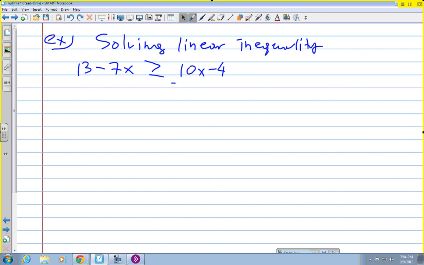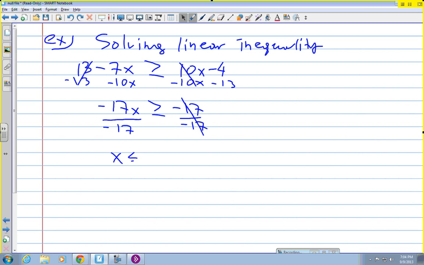Just subtract 10x from both sides. So that's negative 17x. Subtract 13 from both sides. So we have negative 17x greater than or equal to negative 17. Okay? And then to get x by itself, divide both sides by negative 17. And now this is the time where you have to flip the inequality, because we divide by a negative number.